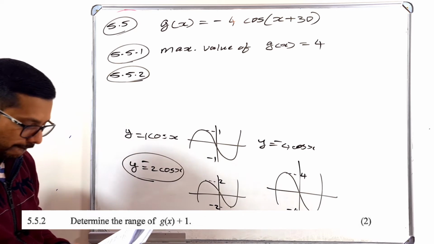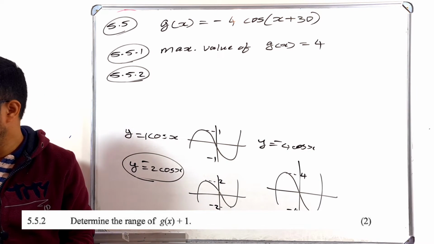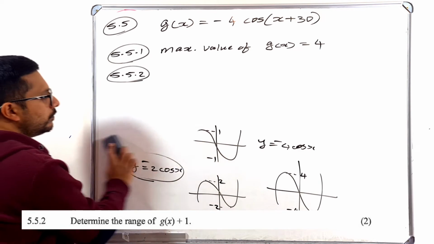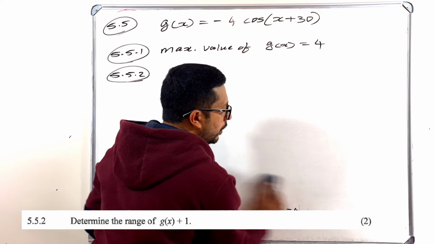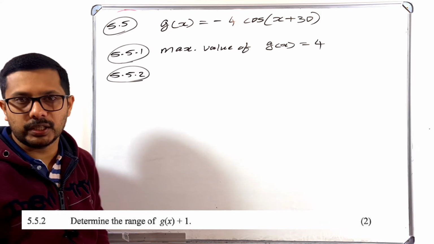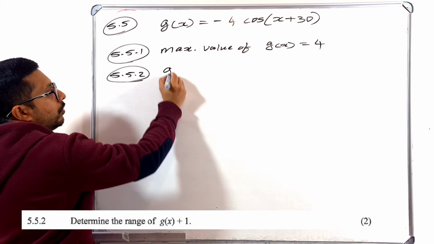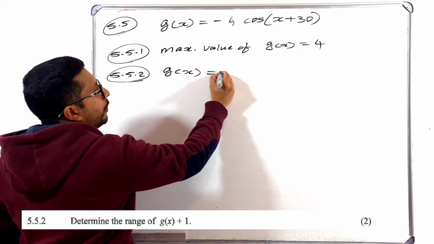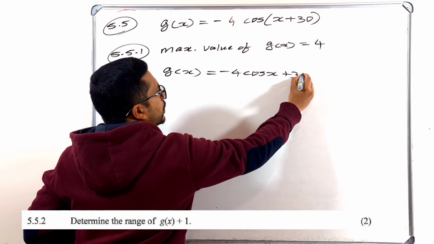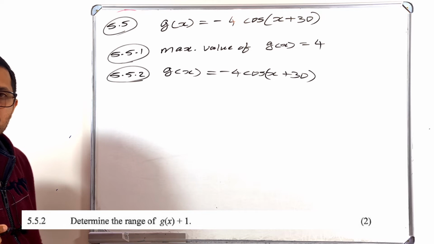What is that question? Determine the range of g of x plus 1. You have to find the range of g of x plus 1. Okay, what is the meaning of range? Range means possible y values. Okay, so what is our g of x? Our g of x is -4 cos x plus 30.